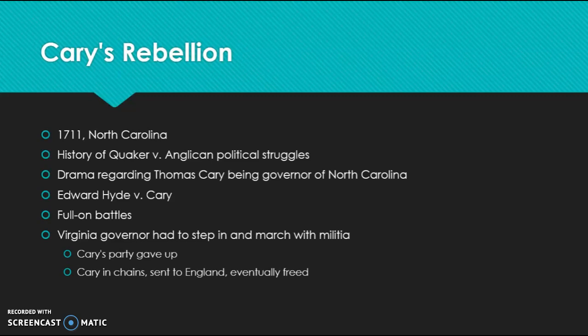So they had someone go to England and get permission to remove him. That person got permission and had paperwork saying that Carey would be removed. And when that person returned, Carey was gone. He had left, and he had someone filling in for him. And the guy who was filling in for him was a guy that the Quakers approved of. So they were like, whatever, we don't need to worry about this right now.